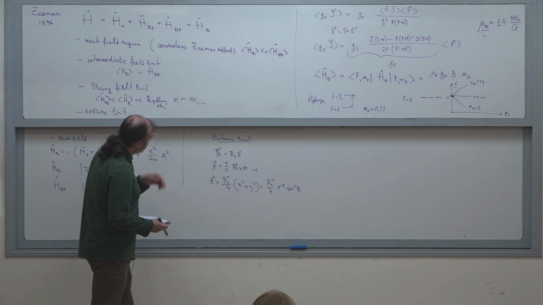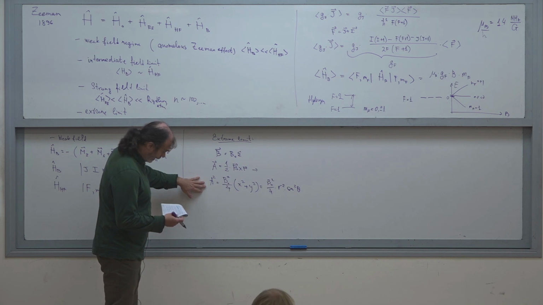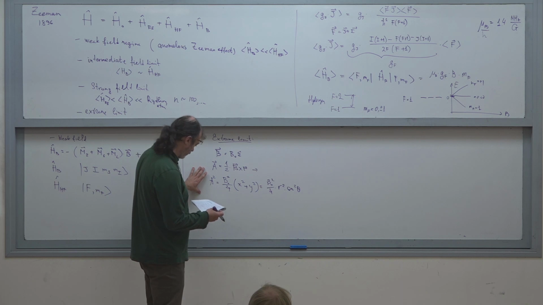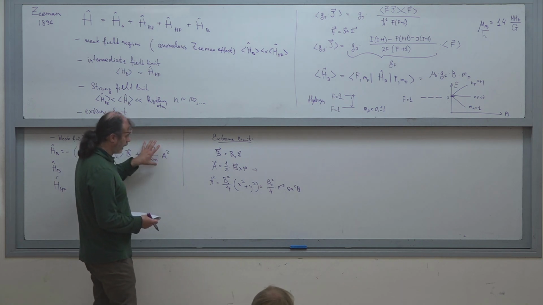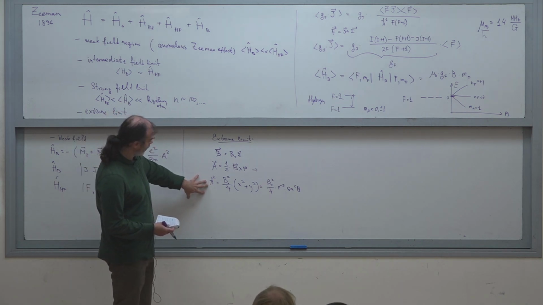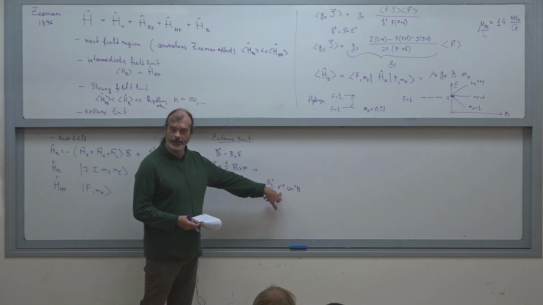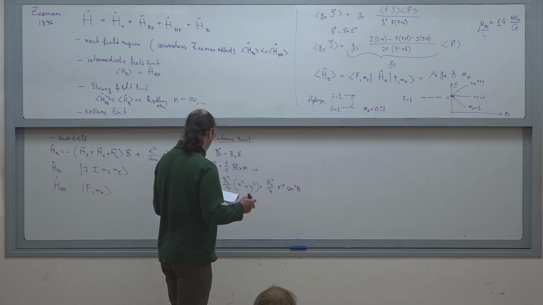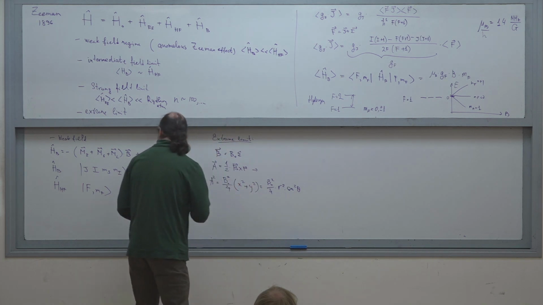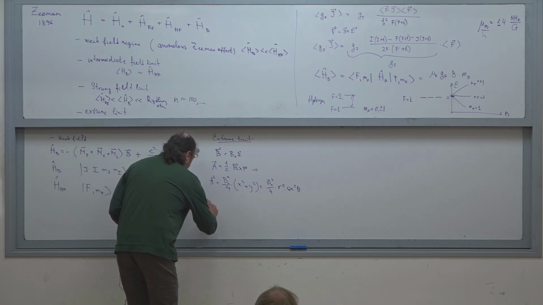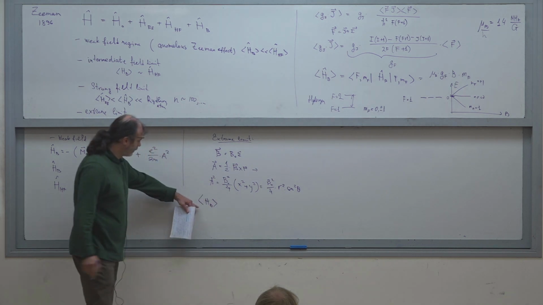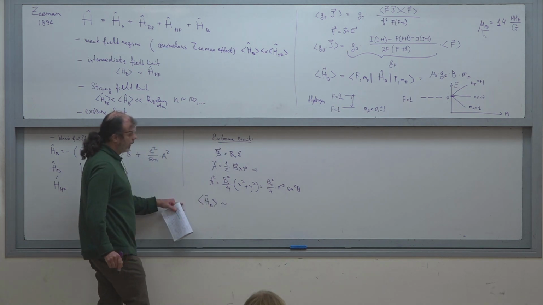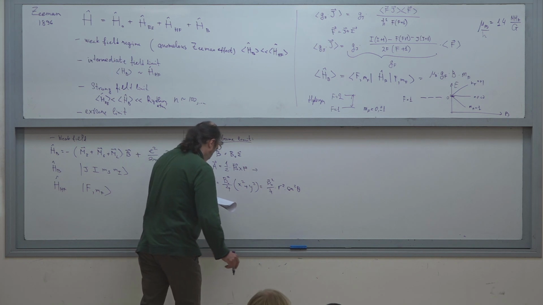Now, what we can do is take the expectation value of this part of the Hamiltonian, and you see that the expectation value of this part of the Hamiltonian is just the expectation value of the operator r squared. This is something that we actually know the answer to. So the expectation value of the magnetic field Hamiltonian will go like the expectation value of r squared.